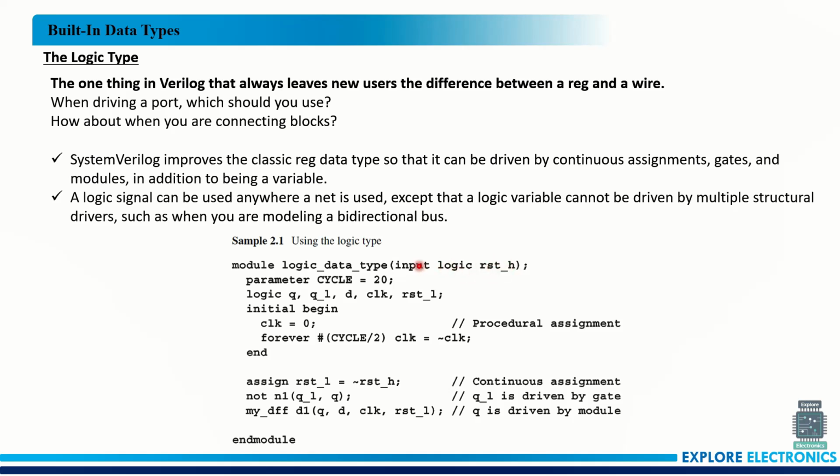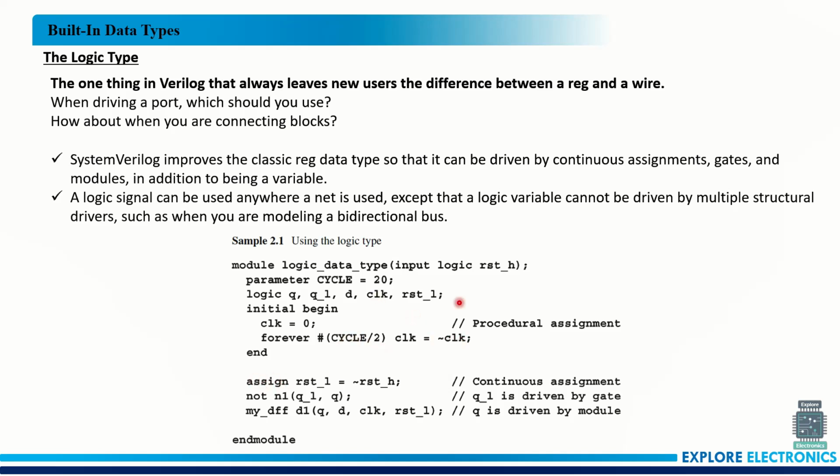So reset is the input over here, and we have a parameter cycle equal to 20. And here is the declaration of logic data type. You can see q_l, d, clock, reset_l. All these are logic types, and our input is also a logic type. This is how we can make use of the registers inside the module and also the input port as a logic. And now we can assign clock equal to 0 forever; the clock is generated here.